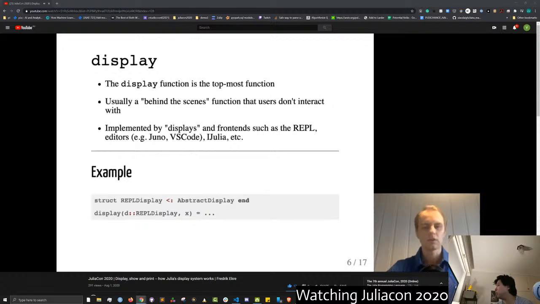So here's an example from the Julia REPL. The REPL first defines a struct, which is a REPL display, and then it implements this display function for this particular display. This display only supports text output.